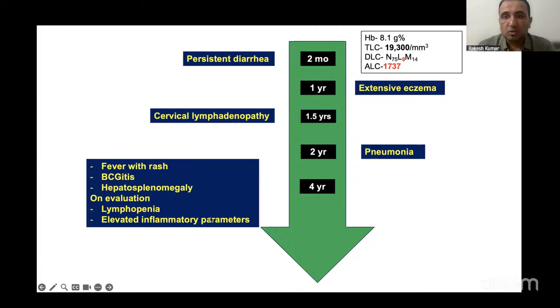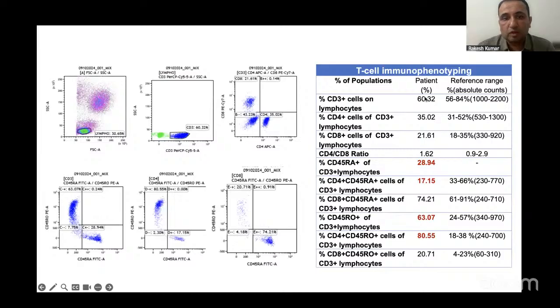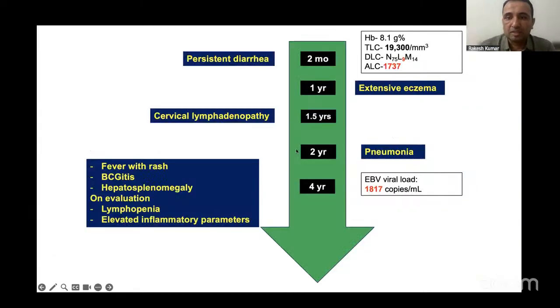So the ALC was 1700. To highlight for residents, whenever there is an absolute lymphocyte count of less than 3000 in a child less than 1 year of age, that should be taken cautiously, and that is defined as absolute lymphopenia in children less than 1 year of age. At 4 years of age, along with the BCGitis, she had an EBV viral load of 1800. When we performed T cell immunophenotyping, the profile was of combined immune defects in the presence of allergy, infections, and lymphoproliferation.